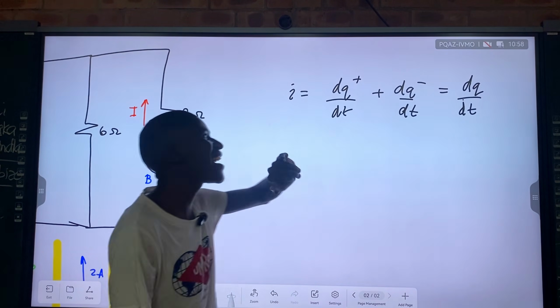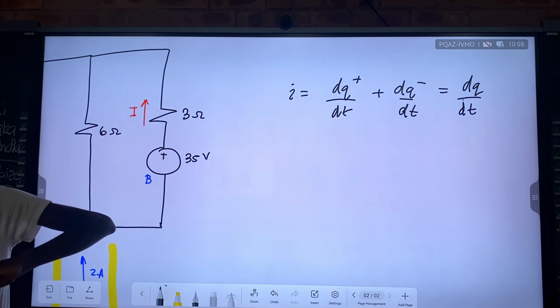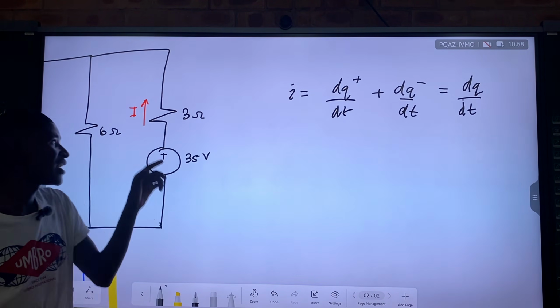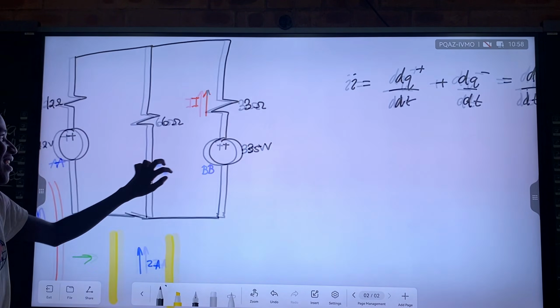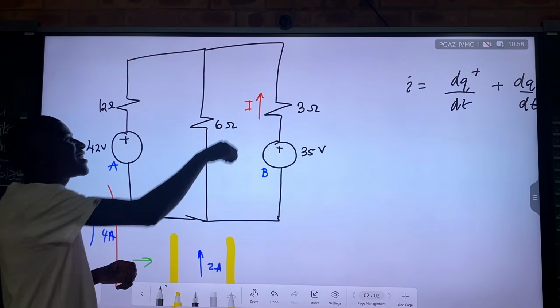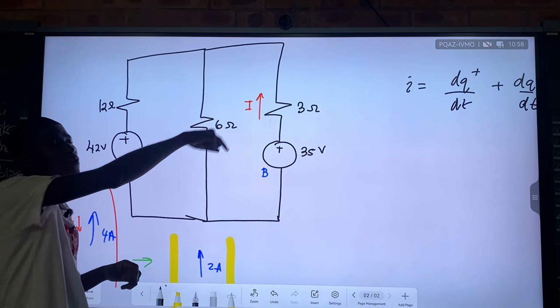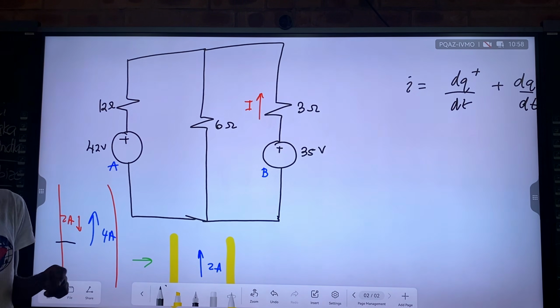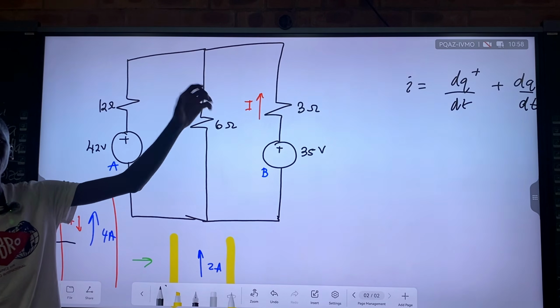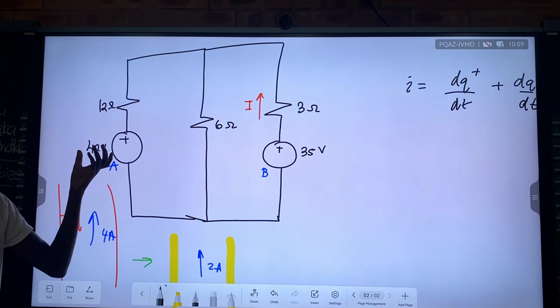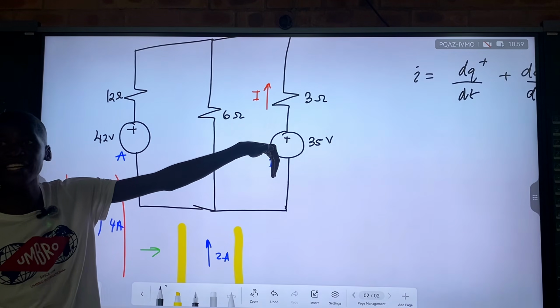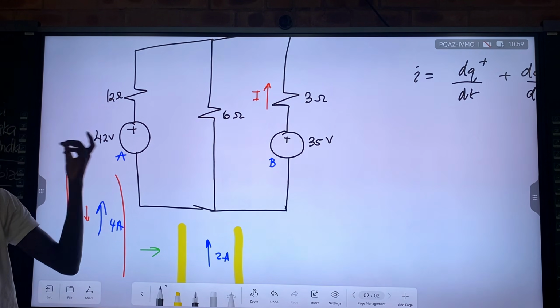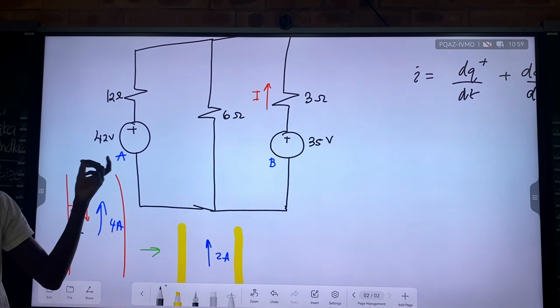So our current has two directions. We have a current that is flowing down here, and we also have a current that is flowing up there. As we were saying, this current that is flowing down, which source is producing it? The 42 volts power source, isn't it? Yes, it is the one that is producing a current going down. That is the 42 volts power source. That's the one producing the current.